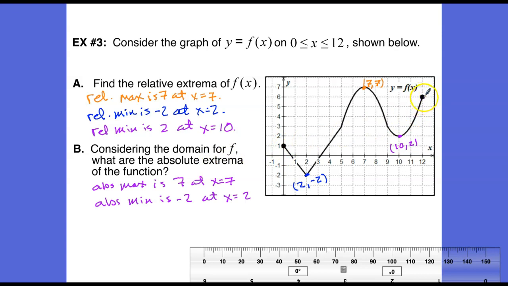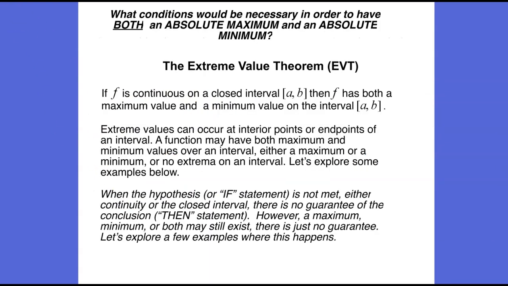And if one of the endpoints is more extreme than any other point on the open interval, then that's going to be your absolute extrema. So what conditions would be necessary in order to have both an absolute maximum and an absolute minimum? That's where the extreme value theorem comes in. If f is continuous on a closed interval AB, then f has both a maximum value and a minimum value on the closed interval AB.